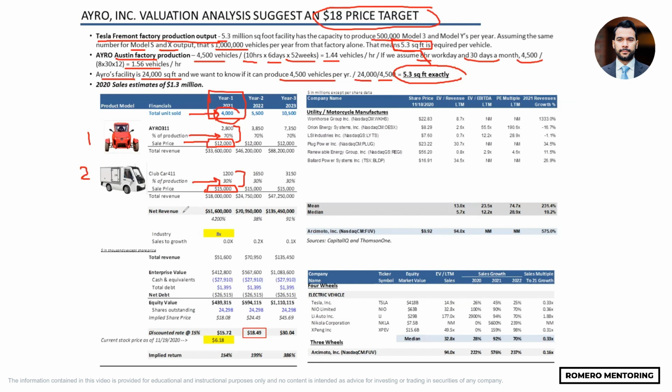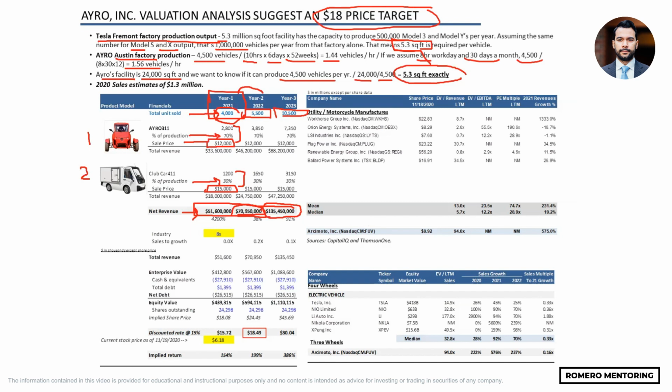Okay. So that gives us an estimated net revenue of 51.6 million for next year. Then following that, for 2022, potentially manufacture 5,500. That will bring revenue to 70 million. And then for 2023, 10,500, that will bring revenue to 135 million. This is below, but almost in line with what the company had projected of 300 million in terms of what they wanted to achieve.